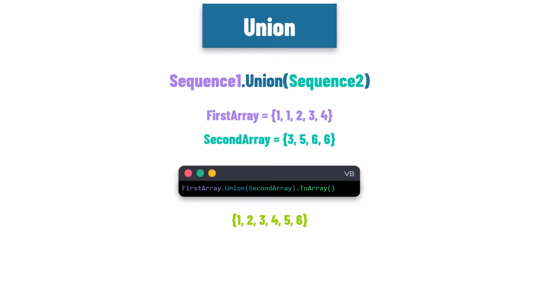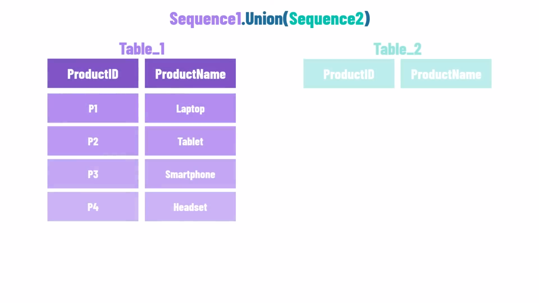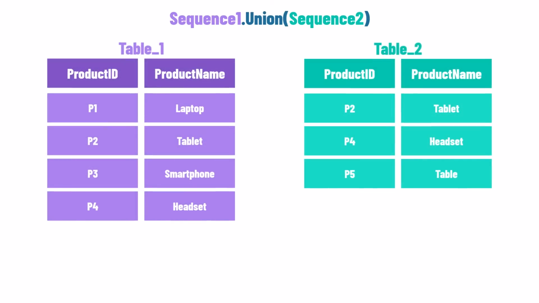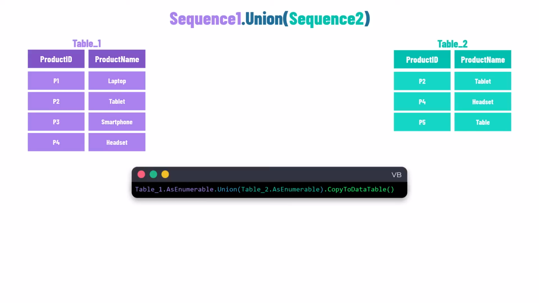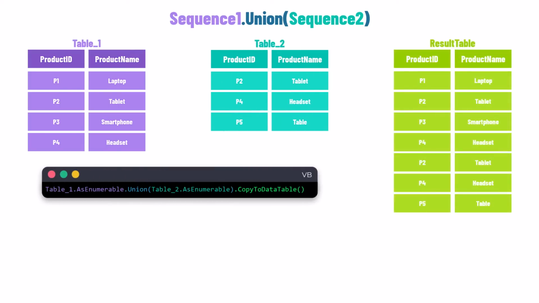Let's explore another example using a complex type, let's say, a data table. Suppose we have two tables with identical structures, and some rows overlap. Here's the query to find the union of both tables. The result will be the following table, which contains all rows from both tables. As you can see, we have duplicate rows in the result, which isn't what we want.